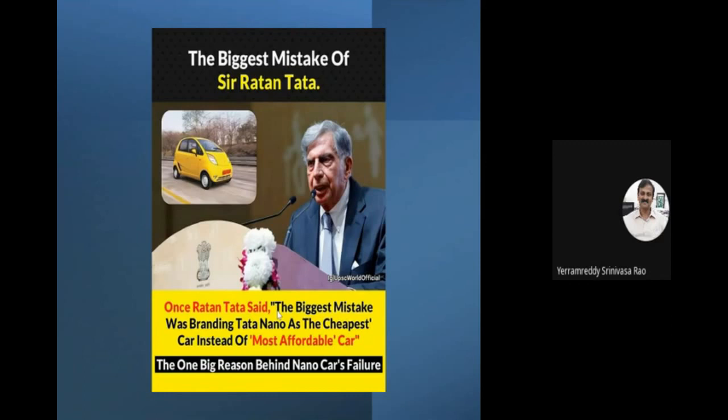Then it failed, because even if you are a poor fellow and do not have income, you still do not want to be recognized by society as poor. So naturally, if you are traveling by a Nano, people will say, "Arey, garib aadmi ja raha hai." Do you understand? So nobody was buying the car, because if you travel by a Nano, that means you are a poor fellow. He has accepted that. One cannot advertise like that, because we also need to understand it is a social status.